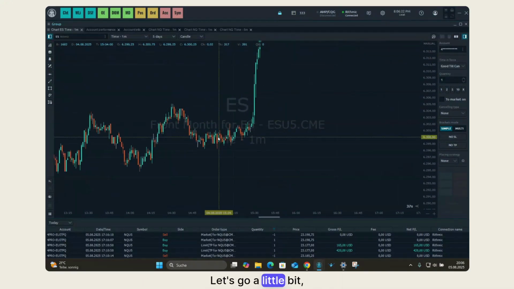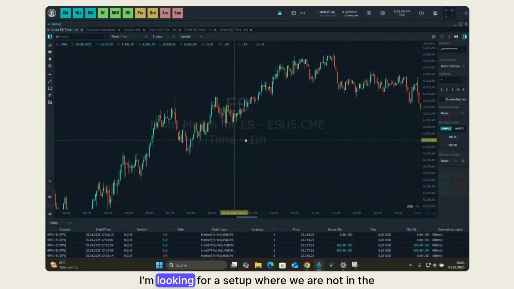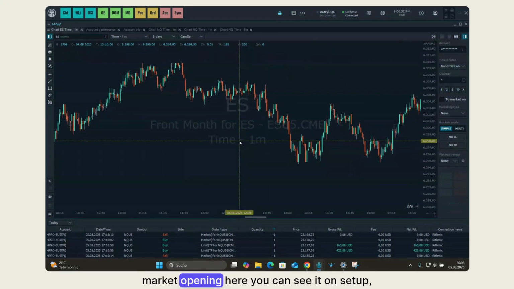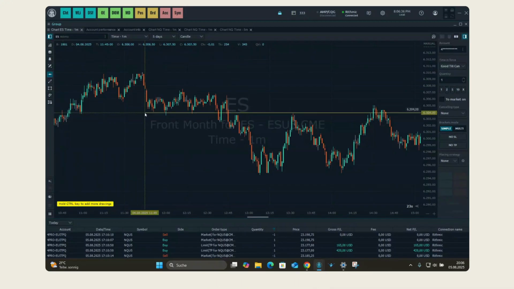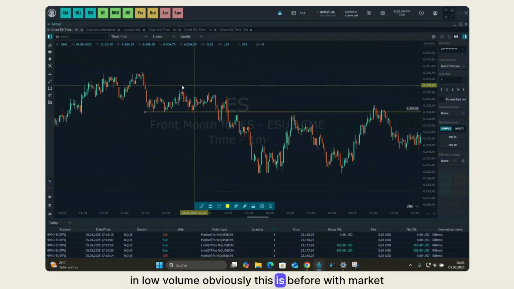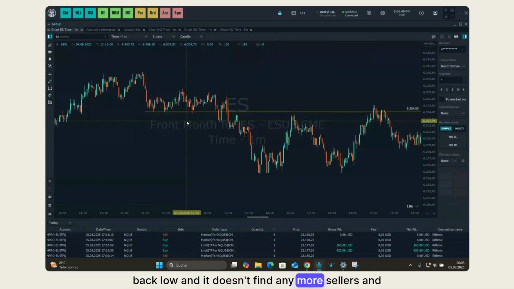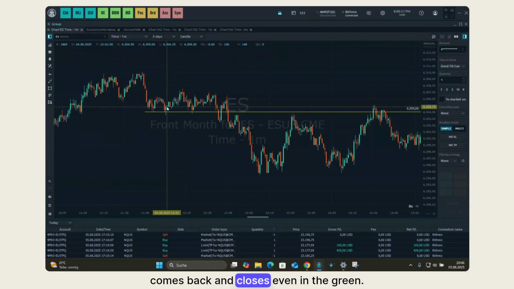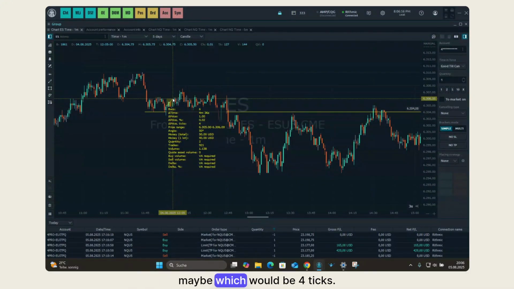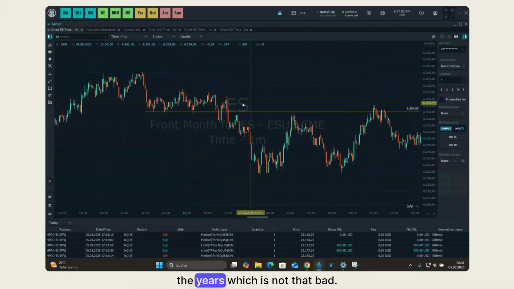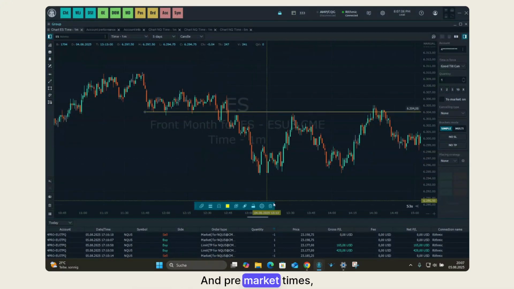Let's go a little bit further back. I'm looking for a setup where we are not in the market opening. Here you can see it, a setup in low volume. Obviously this is before US market opens, and you can see the market goes behind the back low, and it doesn't find any more sellers and comes back and closes even in the green. So here's the long you can take to the last high maybe, which would be 4 ticks, or here if you see the market rejects 7 ticks on the ES, which is not that bad in pre-market times.